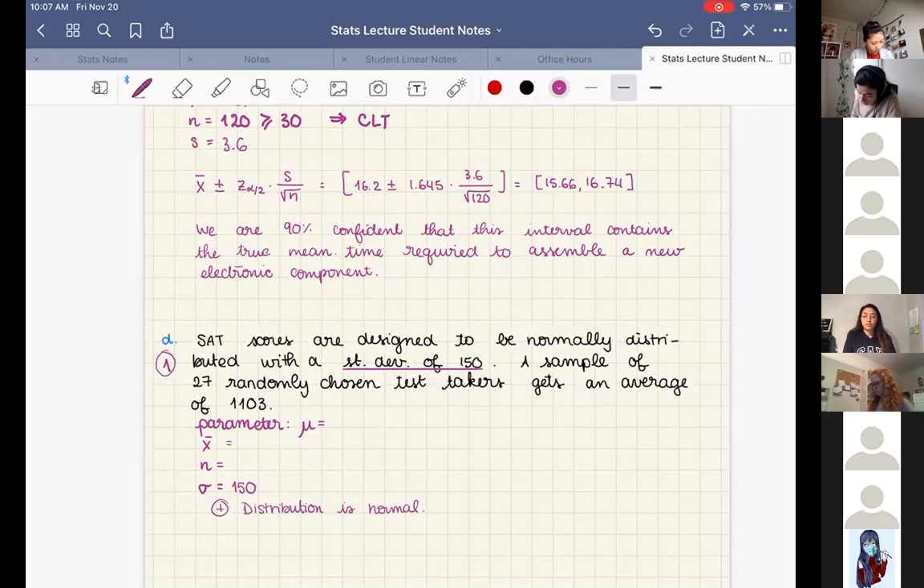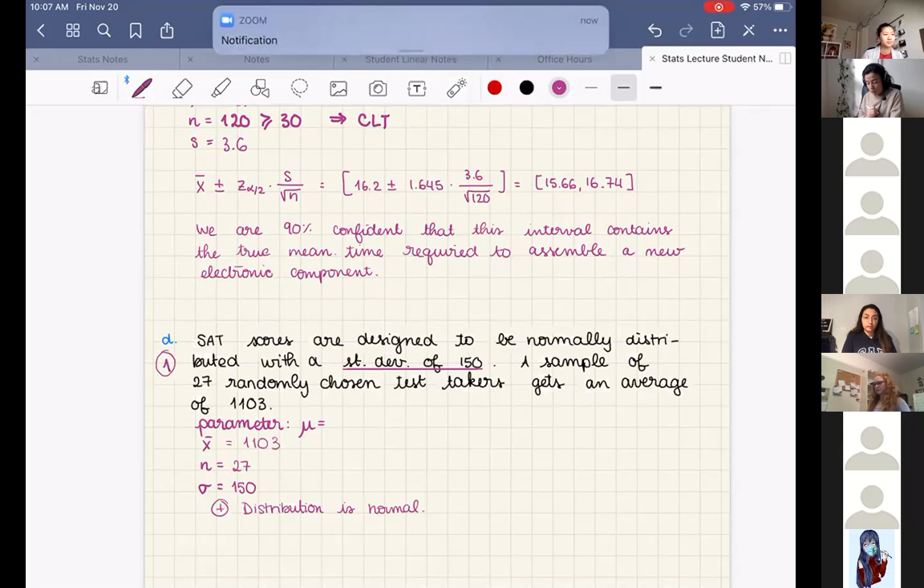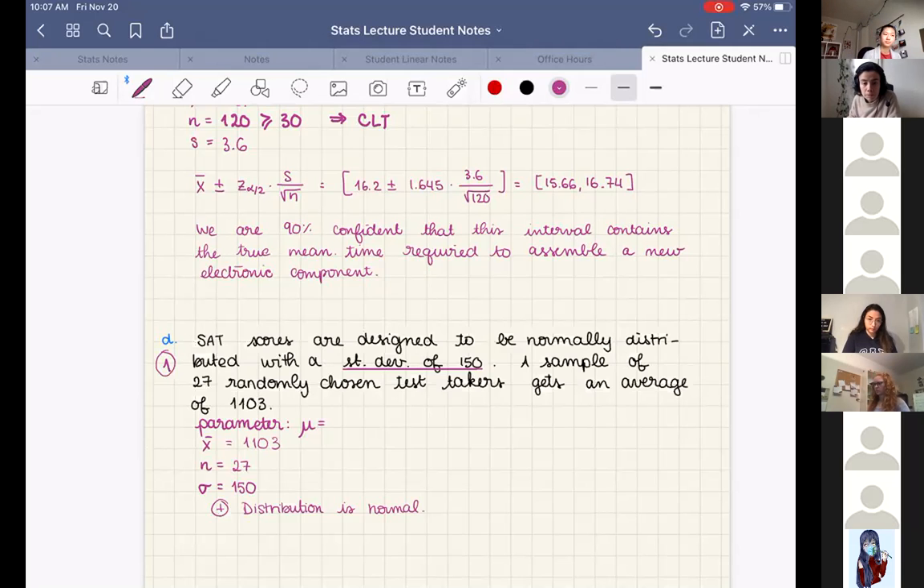In this case, we're trying to look at a sample of 27 randomly chosen test takers. So my sample is of size 27, and the average that they get is 1,103. What we're trying to estimate here is the mean for the SAT scores. We don't know what the mean is yet. All that we know is that they are designed to have a standard deviation of 150. So mu is going to be the mean SAT score.